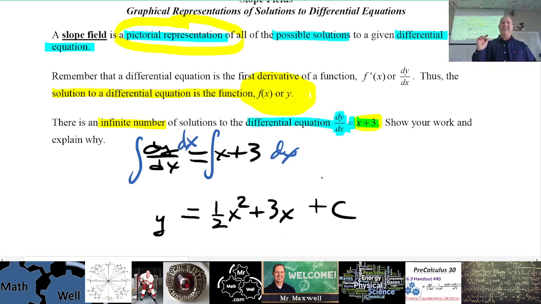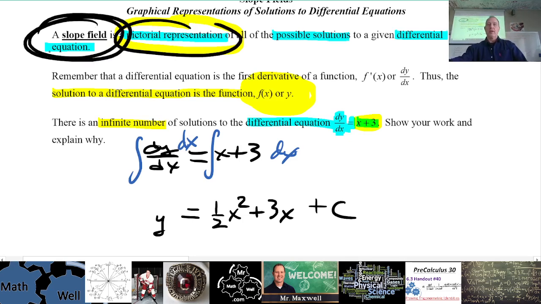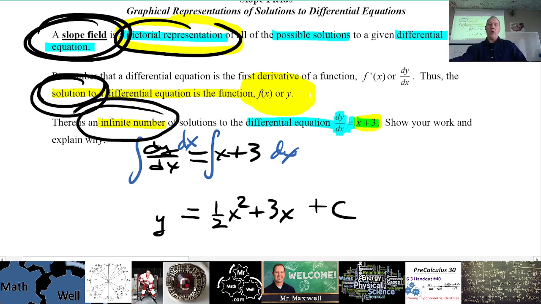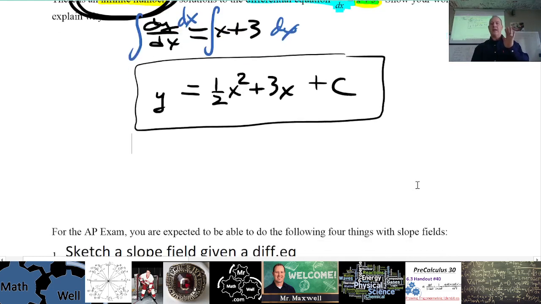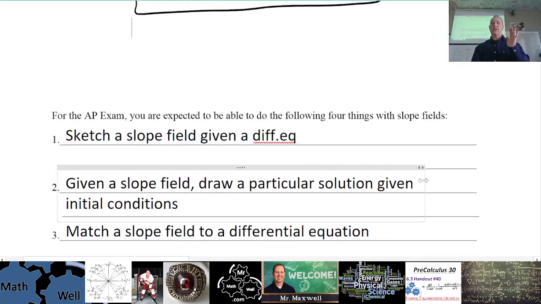All right. So this is the general solution, which the pictorial representation that is the slope field is the solution, but it's including all of the possible solutions. So we are pictorially representing this right here. All right. Now, how do we do that? We're going to get to that in a second. Okay. But first of all, I want you to complete this on the bottom.